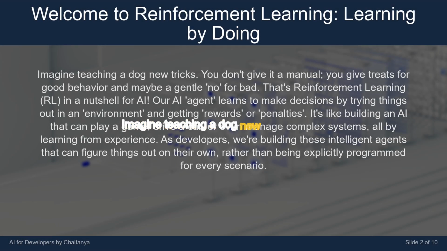Imagine teaching a dog new tricks. You don't give it a manual. You give treats for good behavior and maybe a gentle no for bad. That's reinforcement learning, RL, in a nutshell for AI. Our AI agent learns to make decisions by trying things out in an environment and getting rewards or penalties. It's like building an AI that can play a game, drive a car, or even manage complex systems, all by learning from experience. As developers, we're building these intelligent agents that can figure things out on their own, rather than being explicitly programmed for every scenario.